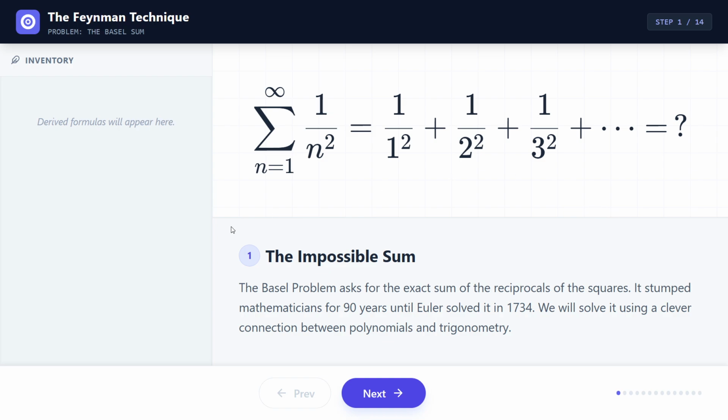Today, we are going to be deriving the solution to the Basel problem. The Basel problem asks for the exact sum of the reciprocals of the squares. And it stumped mathematicians for a long time until Leonard Euler finally solved it in 1734. And we're going to solve it the way he did.